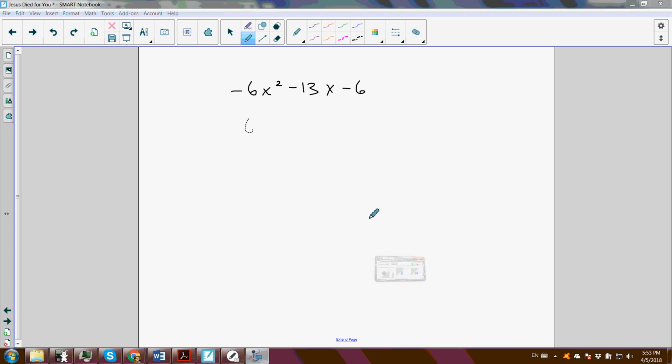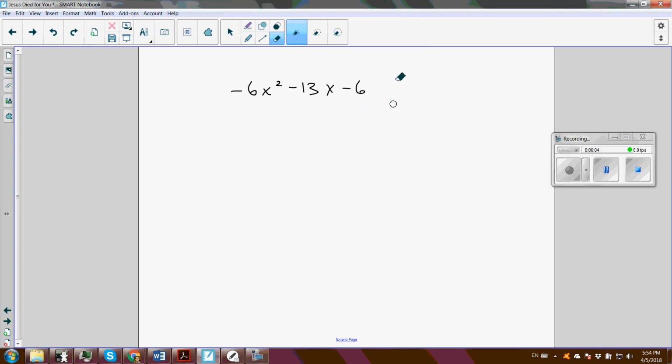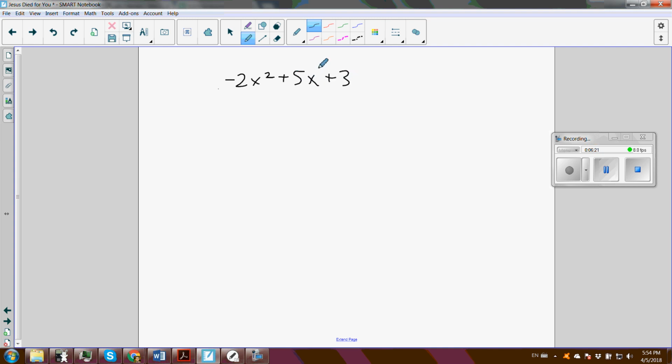Wait a second. Let's actually do another one that works out and is a better example. Negative 2x squared plus 5x plus 3. When I multiply it through by negative 1 on that last one, everything's going to be turned positive, which makes it kind of too easy. But again, I want to multiply things through by negative 1, so I'm going to end up with 2x squared minus 5x minus 3.